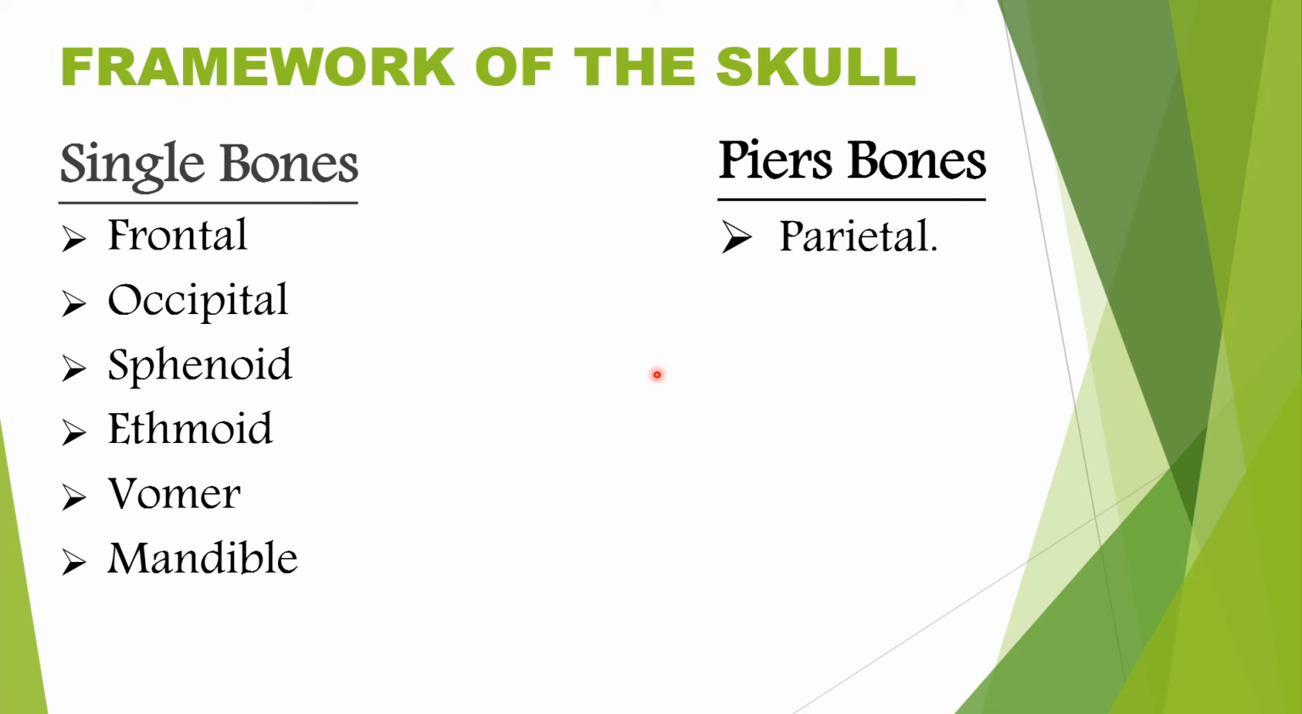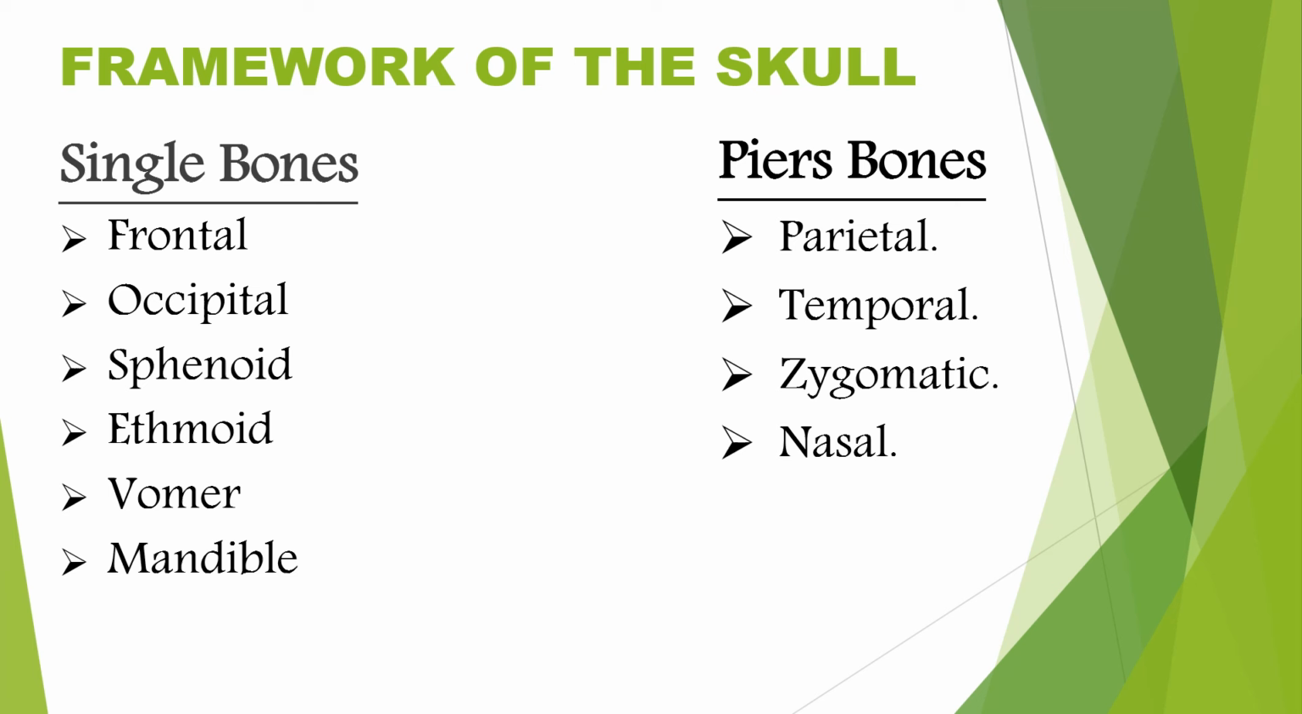Also, paired bones mean there are two parts. The same bone has two parts in the skull, identical in shape and structure. They are the parietal bone, the two temporal bones found on the right side and the left side of the skull, the zygomatic bone, one on the right side and one on the left side, the nasal bone, and the lacrimal bone, found in the orbital region or the orbital cavity. In the right orbital cavity, one lacrimal bone; in the left orbital cavity, another lacrimal bone.